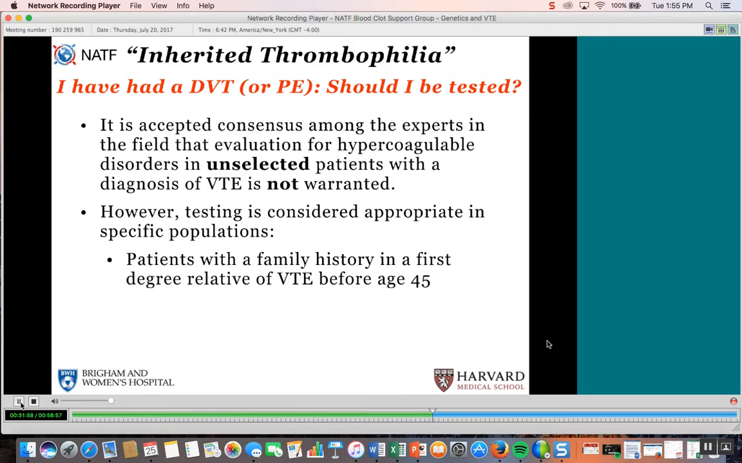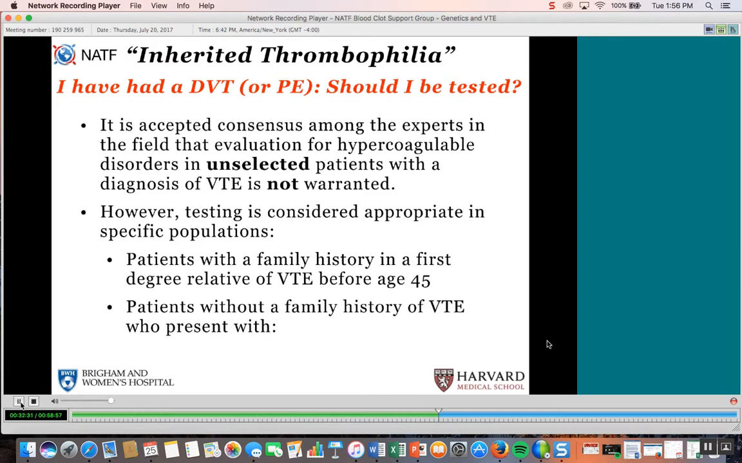So the populations are patients with a family history in first-degree relatives, a brother, sister, one of the parents, or one of their children, and a history of a clot before the age of 45. This is because the older we are, the higher the risk is, because we have other risk factors. We have diabetes, we have high blood pressure. When you're younger, it's less likely.